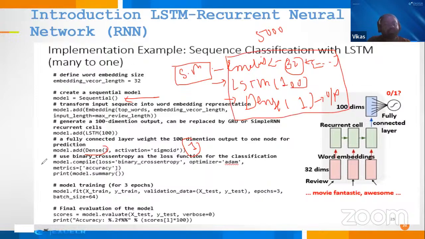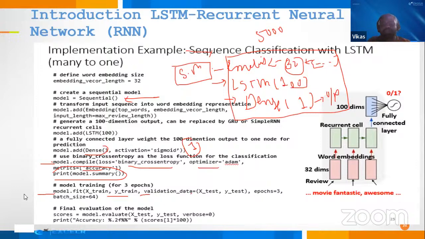Then, guys, I am writing this last line, compile. I'm passing binary cross entropy as my loss function, Adam as the optimizer, and accuracy as the metric. And that's it. I'm trying to print the model, so the model summary will be this way. Then, guys, I'll try to fit my model, model.fit. I'm passing my train data and it will be able to generate an entire evaluation, right?